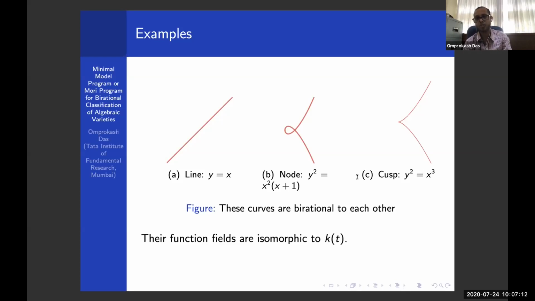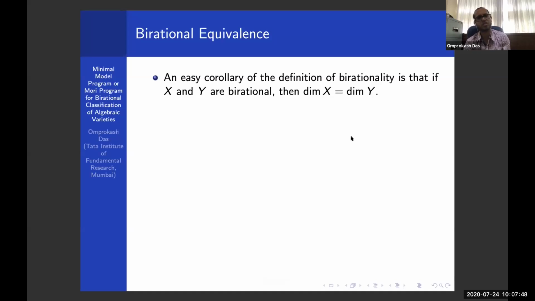For the node and the cusp, you need to go to their parametric equations. The parametric equation of the node is x equal to t squared minus 1 and y equal to t times (t squared minus 1). For the cusp, it is x equal to t squared, y equal to t cubed. Using these parametric equations, you can see that their function fields are exactly isomorphic to K(t). So they're all birational to each other. You see that birational varieties could be very different from each other in terms of singularity: the line is smooth, the second one is singular, the third one is singular. It is somewhat counterintuitive why birationality is a good thing, but we will see that soon.